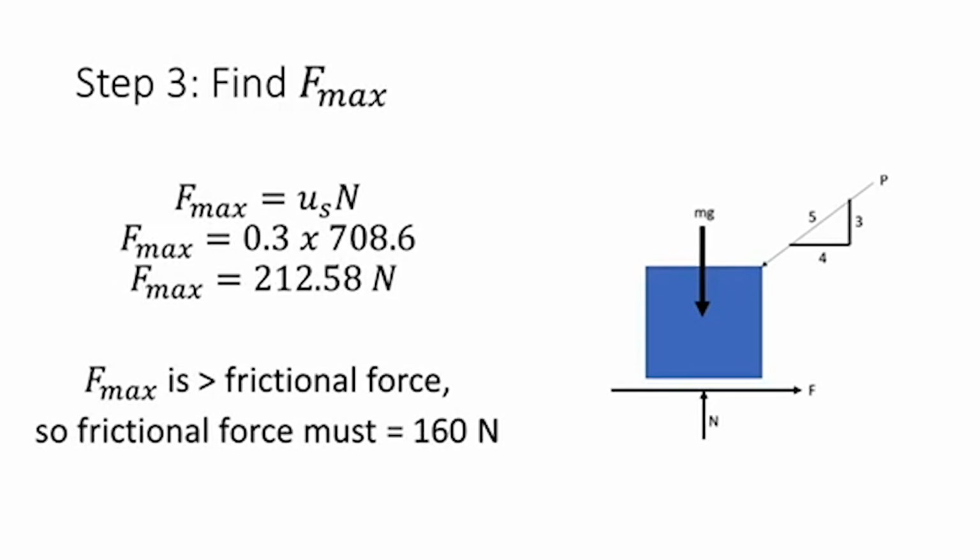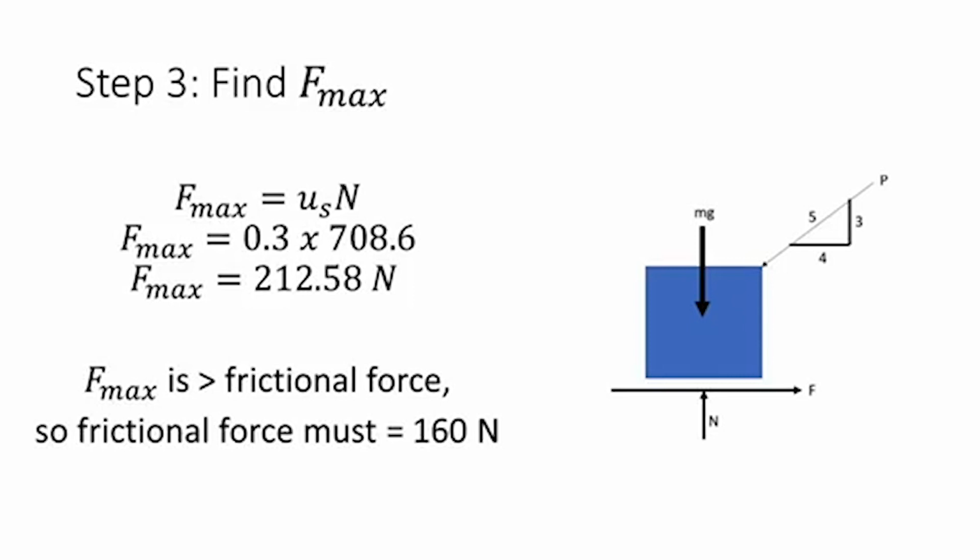Okay, so now the last step, we're going to find what the problem is actually asking for. The first thing is the maximum force that can be applied to the system without it moving. Here you just have a simple formula: the coefficient of static friction multiplied by the normal force will give you F max. When you plug all that in, you get 212.58 newtons.